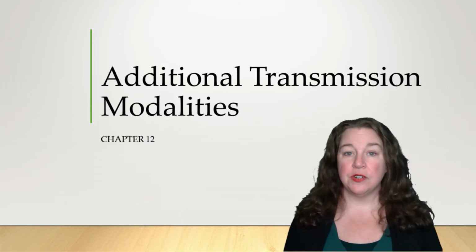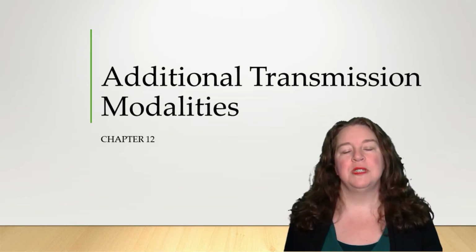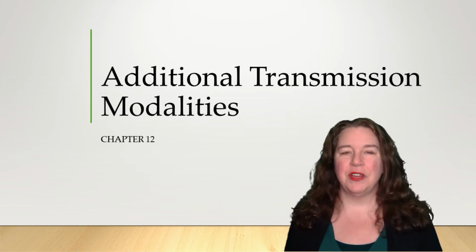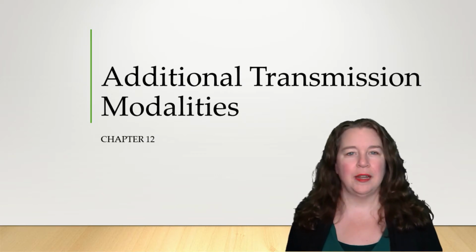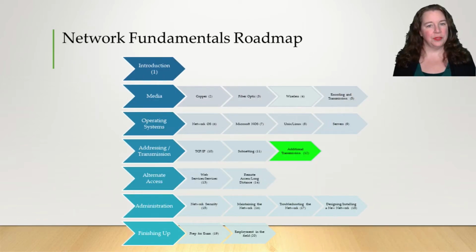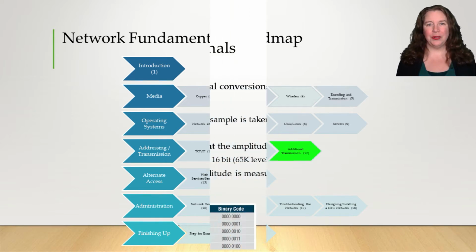Last chapter we covered subnetting, so this chapter we're going to continue on with some different transmission modalities, a couple new protocols, and a couple of other things to help get our data from point A to point B. Let's get started. Glancing at our roadmap for the class, you can see that we're finishing up our addressing transmission section. After this, we'll go into some alternate access and administration, but we're getting through it.